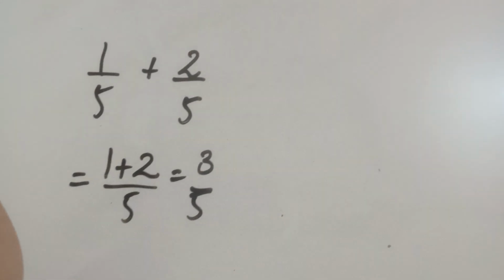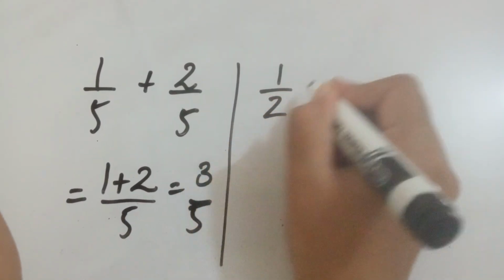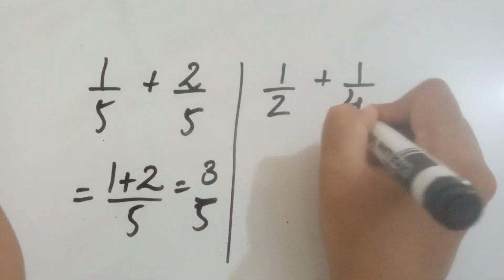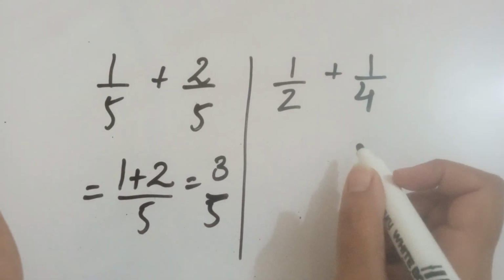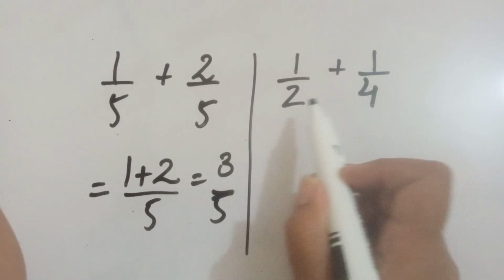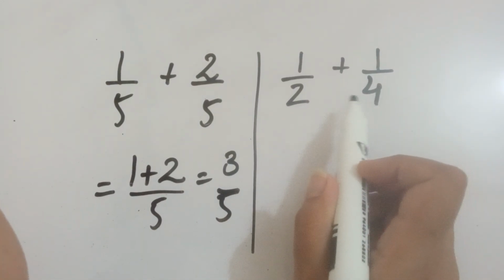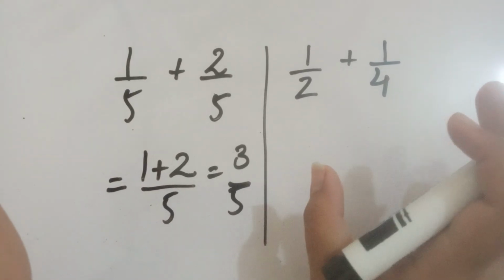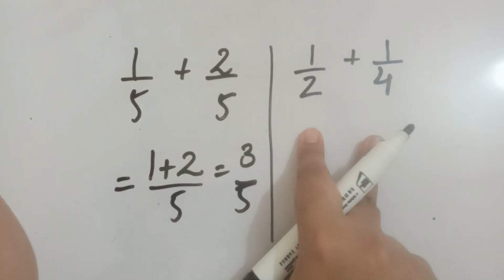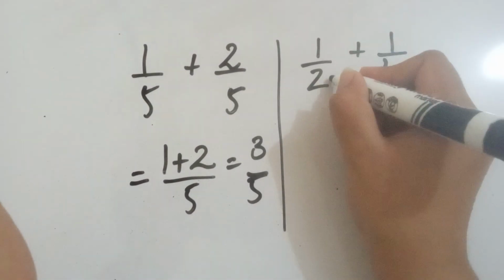And if the denominators are not the same, I know this question comes to your mind. For example, 1 by 2 plus 1 by 4. So now how can I add them? Now I will check. 4 is a multiple of 2, so it means I have to make 2 a 4. How will I make 2 a 4? You know this, we can apply only multiplication. We have to make the denominator the same, otherwise we cannot add the fractions.